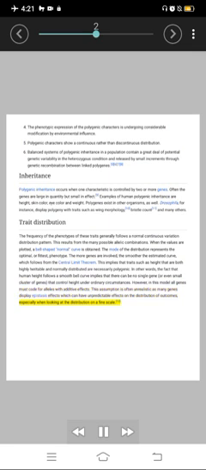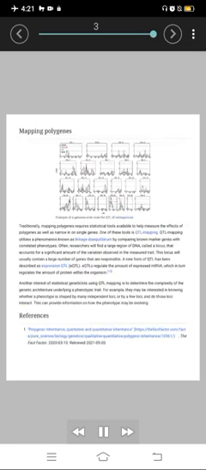Mapping polygenes. Example of a genome-wide scan for QTL of osteoporosis. Traditionally, mapping polygenes requires statistical tools to help measure the effects of polygenes as well as narrow in on single genes. One of these tools is QTL mapping. QTL mapping utilizes a phenomenon known as linkage disequilibrium by comparing known marker genes with correlated phenotypes. Often, researchers will find a large region of DNA, called a locus, that accounts for a significant amount of the variation observed in the measured trait. This locus will usually contain a large number of genes that are responsible.